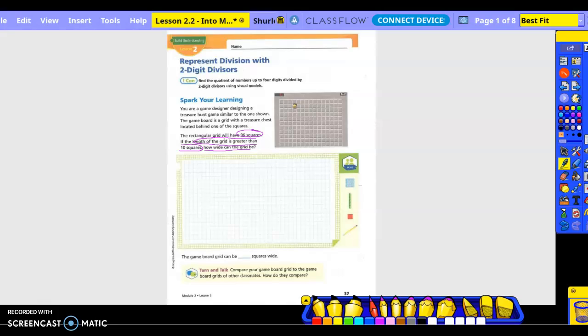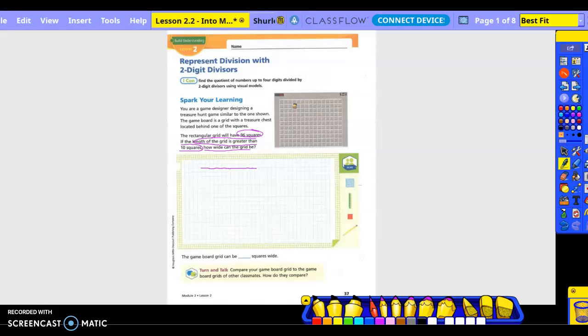Okay, so what is an easy multiple? What is 96 an easy multiple of? What would be a good factor of 96 that you know right off the top of your head? Is 12 one? And is that greater than 10? Yes. Okay, so we're going to draw out 12 boxes. So 1, 2, 3, 4, 5, 6, 7, 8, 9, 10, 11, 12.